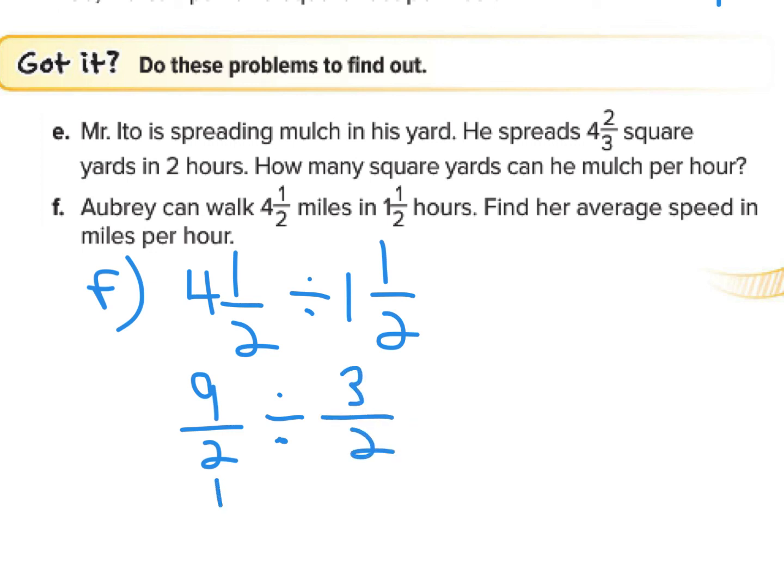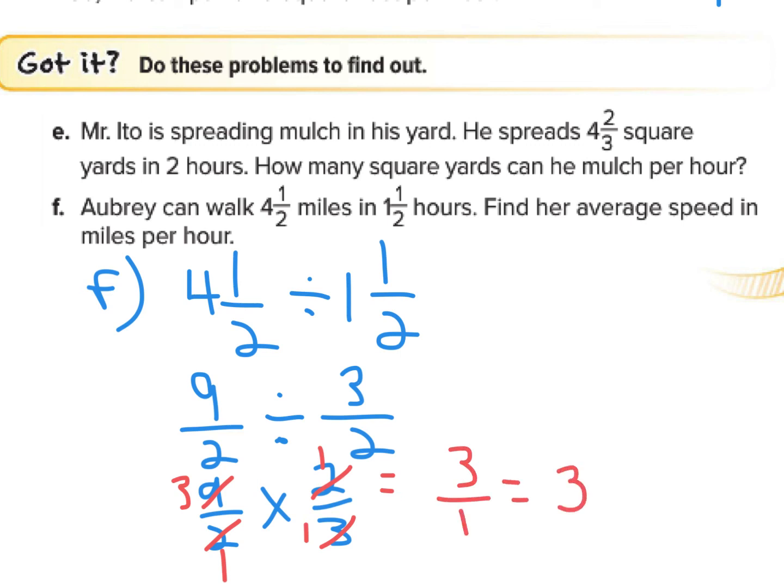Let's keep, change, and flip. Now let's cross-reference because it's multiplication. Do I have any 2's here? Yes, I have 1 here and 1 here, so those can reduce to 1 each. And then I have 1 3 here and 3 of them in the 9, right? So now I can just multiply 3 times 1 is 3, and 1 times 1 at the bottom is 1, or just simply 3.